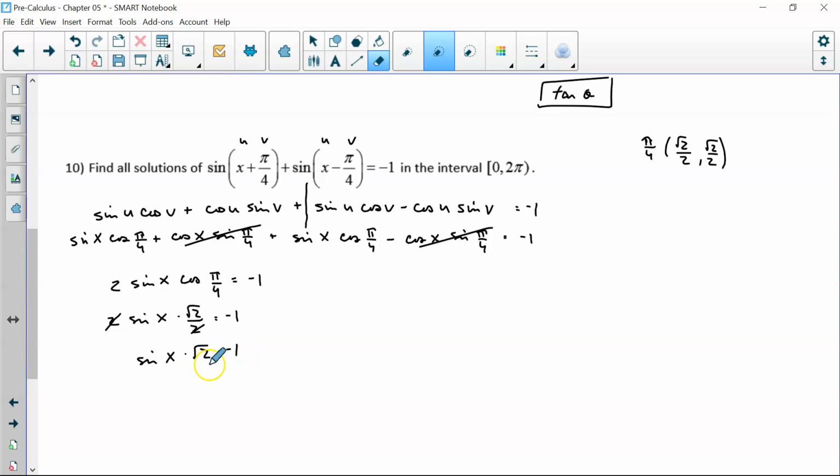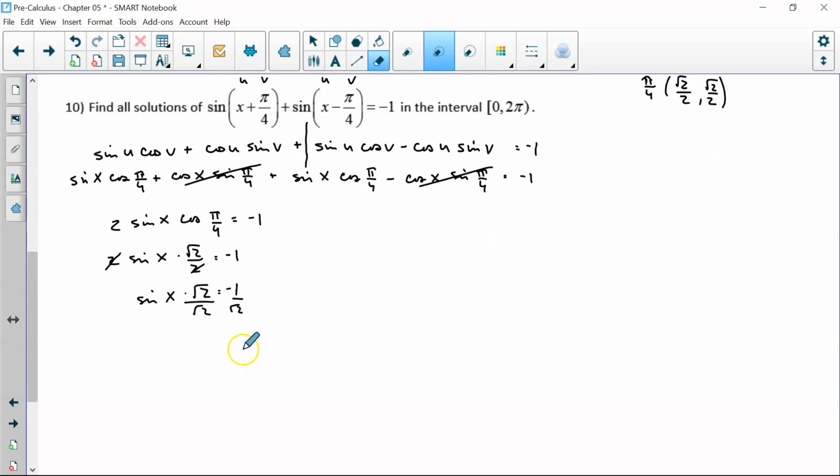And we want to isolate the sine of x. Divide both sides by root 2. So that gives us the sine of x equals -1 over root 2. So we rationalize, multiply by root 2 over root 2. You get the sine of x equals -root 2 over 2.